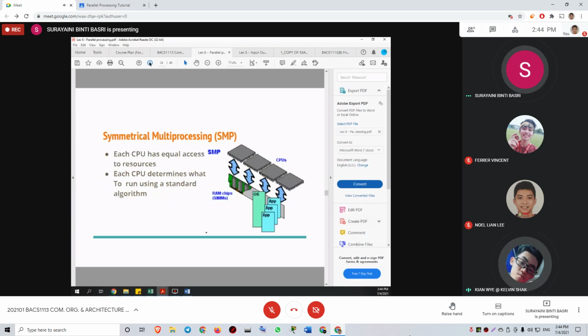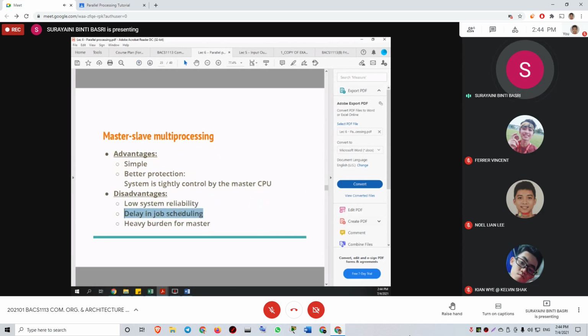Okay, so we proceed. Why is there delay in job scheduling? Delay in job scheduling is because if there's a lot of processes coming at one time, the master needs to schedule each of the processes to which slave. So if the master processor is slow to work, then a lot of the tasks are in queue. So that's why it can delay the job scheduling.